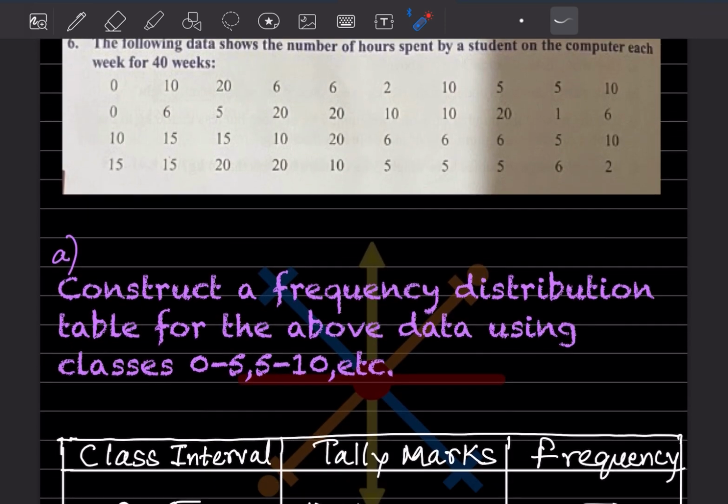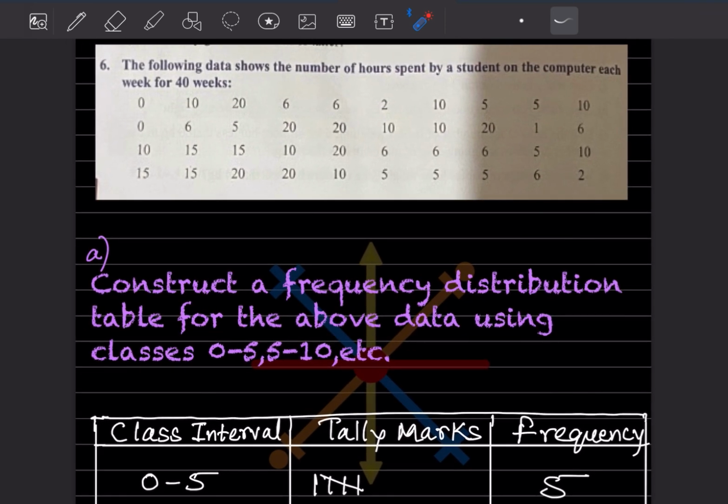So now what will you do again? I'll show you once again here. Now see here, we have to put either a tick or a cross or something.